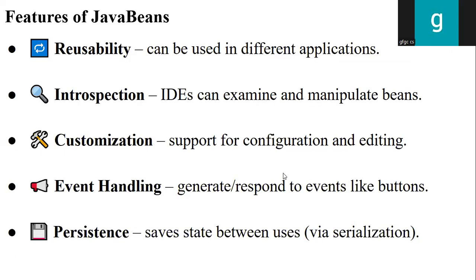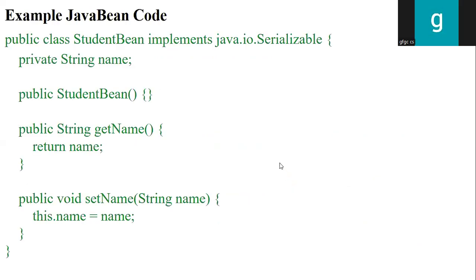Features of Java Beans. First one is reusability: it can be used in different applications. Introspection: in this, the IDE can examine and manipulate the beans. Customization: support for configuration and editing. Event handling: generate and respond to events like buttons. Persistence: save state between uses via serialization. Here is an example of Java Bean code.